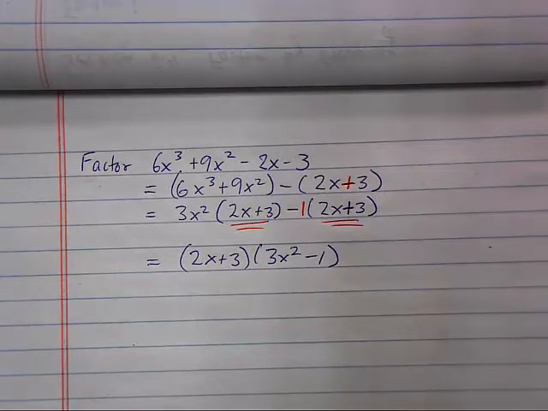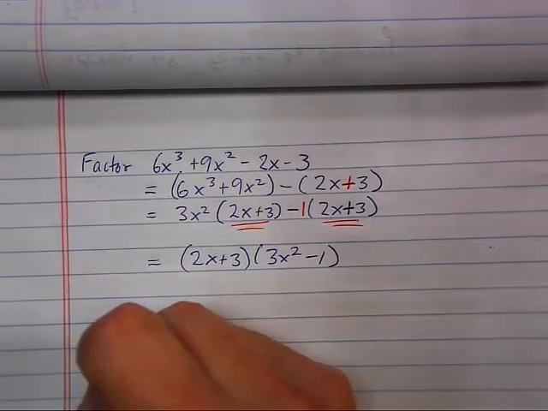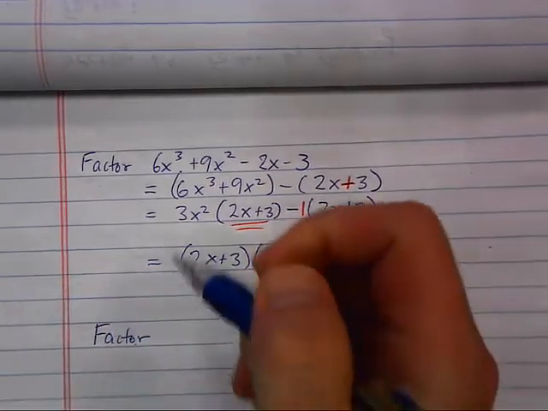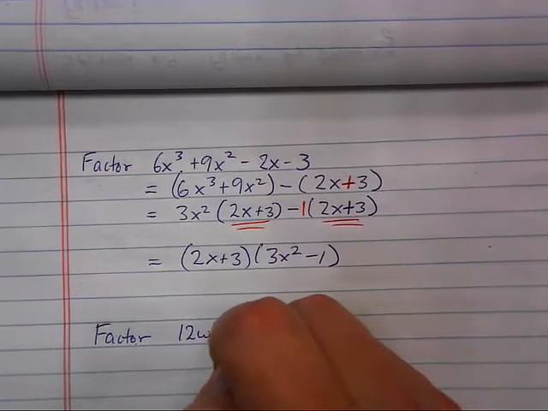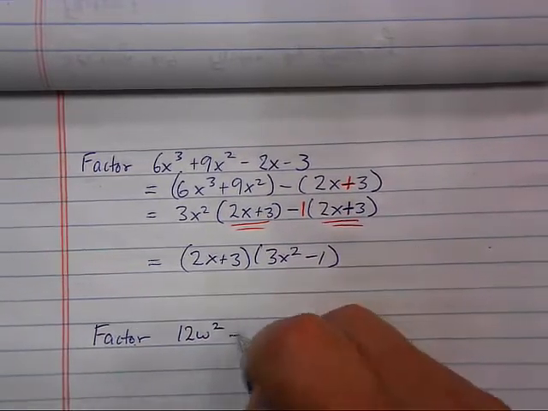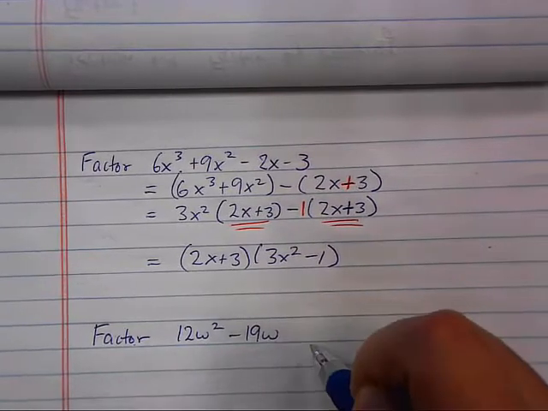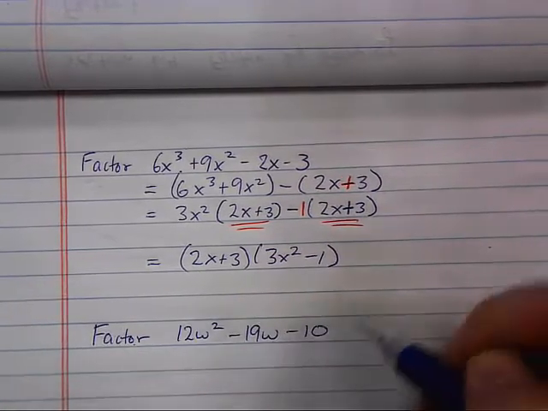Alright, now let's try something like this. Factor 12w squared minus 19w minus 10.